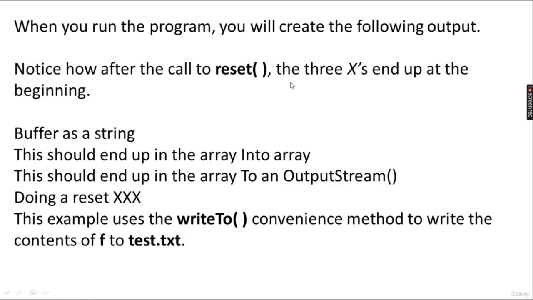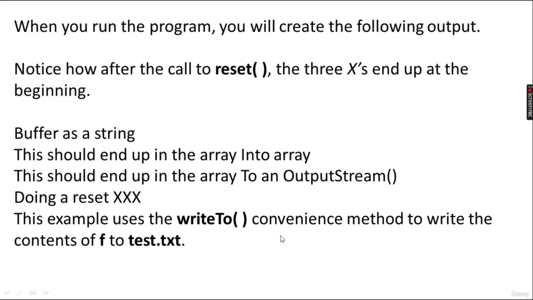Okay, when you run the program, you will create the following output. The triple X ends up in the beginning. Doing a reset, buffer as a string, this should end up in the array, into array, this should end up in the array to an output string. Doing a reset, triple X.